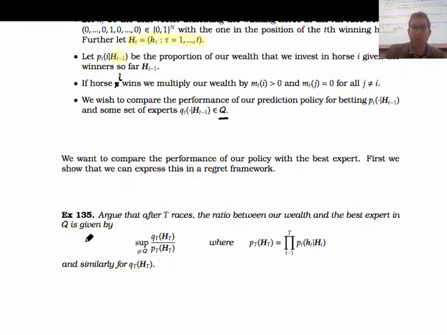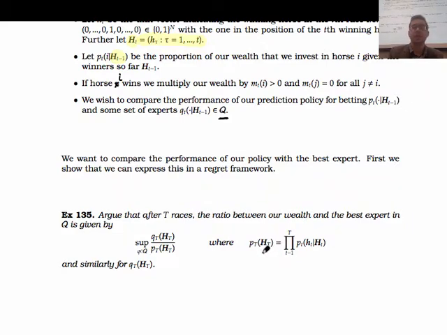So the first question here is really to argue that after T races, the ratio between our wealth and the wealth of the best expert in Q is given by the following. It's going to be given by the supremum over all the experts of Q of T of H of T. Now, I haven't really defined what I mean by Q of T of H of T, or P of T of H of T. But really, let's think of this a little bit like a Bayesian setting. So given the past, this is what I think is going to happen next, and then I multiply these things together, and it gives me the probability for the whole sequence of outcomes.